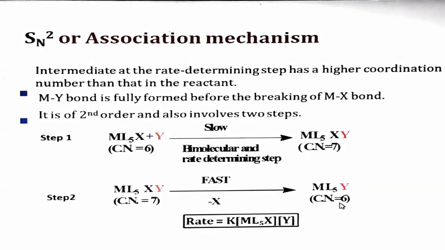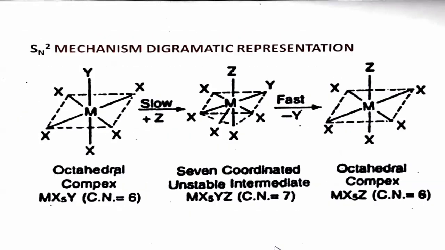Now here we can see the slow step or rate determining step depends on the concentration of two reactants. First is the substrate and second is the nucleophile. That is why the order of reaction in the SN2 mechanism is 2. So we can say SN2 reactions are second order reactions.